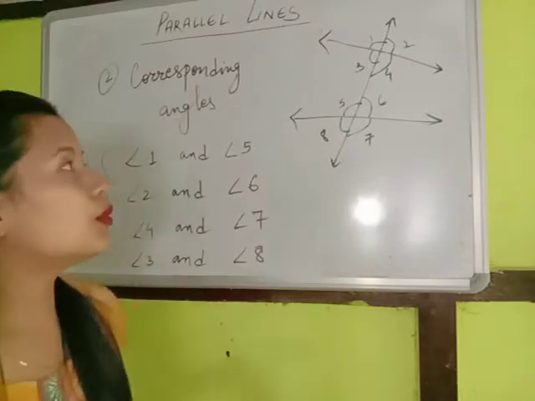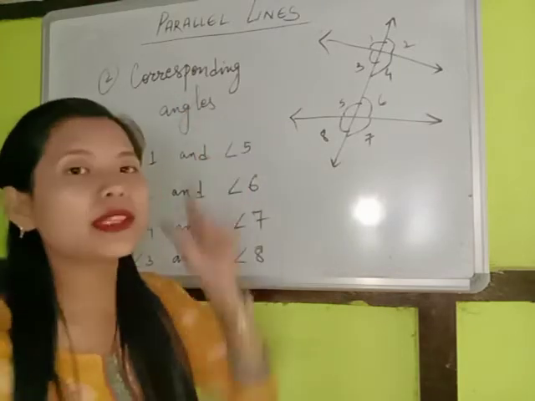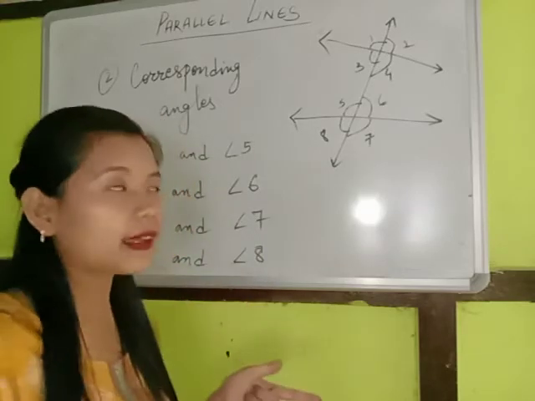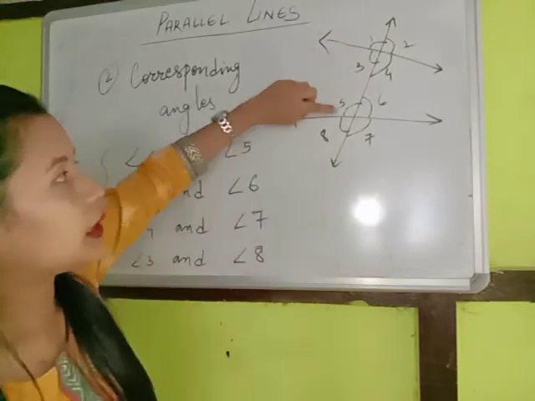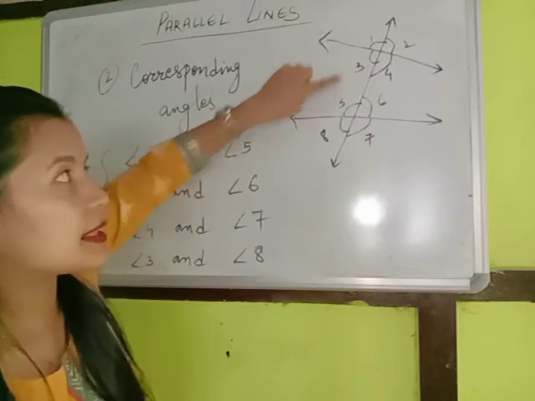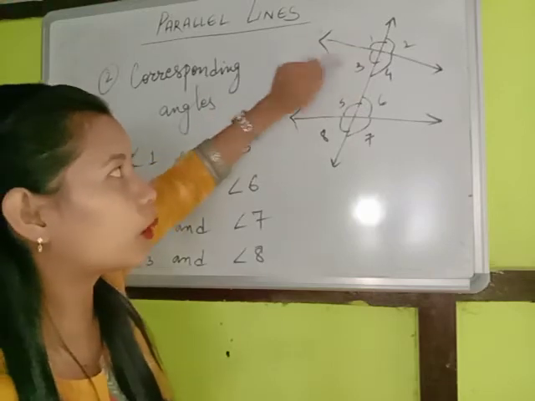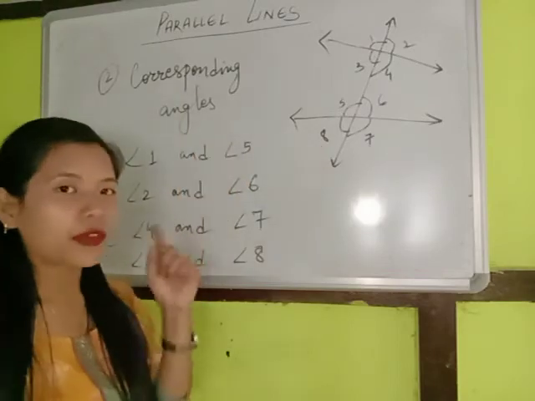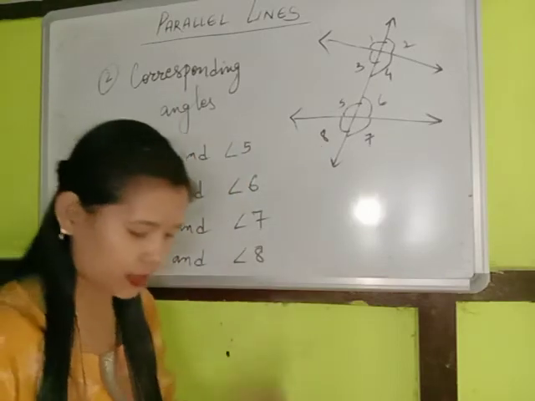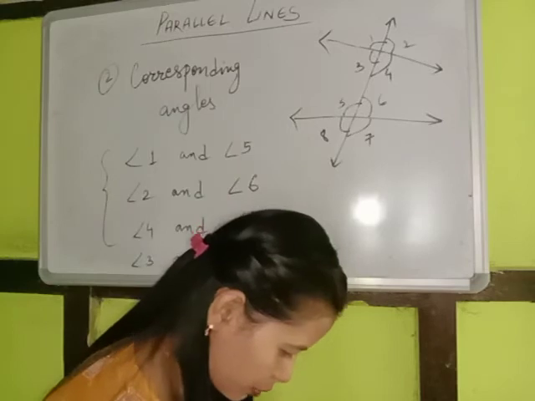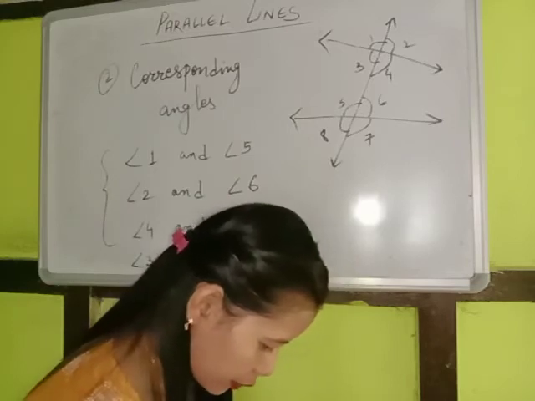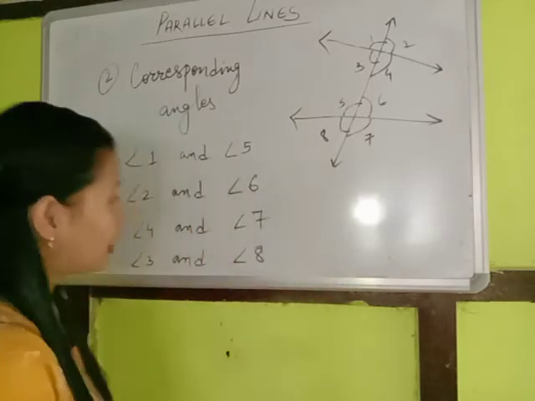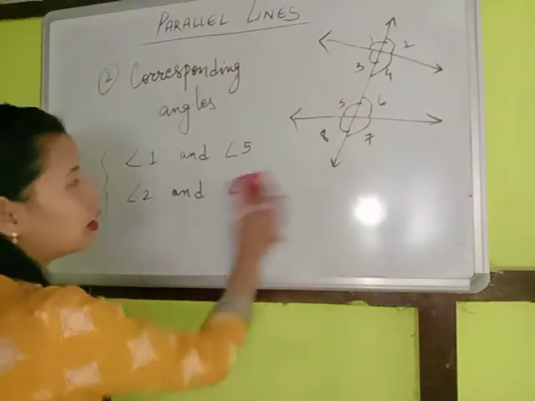Corresponding angles are determined by the position that the angle takes. You see angle 1 and angle 5 lie in the same position, 2 and 6 in the same way, 4 and 7, and 3 and 8. So these are the pairs of corresponding angles that we get. This is all about alternate angles and corresponding angles. I'd like to quickly revise.